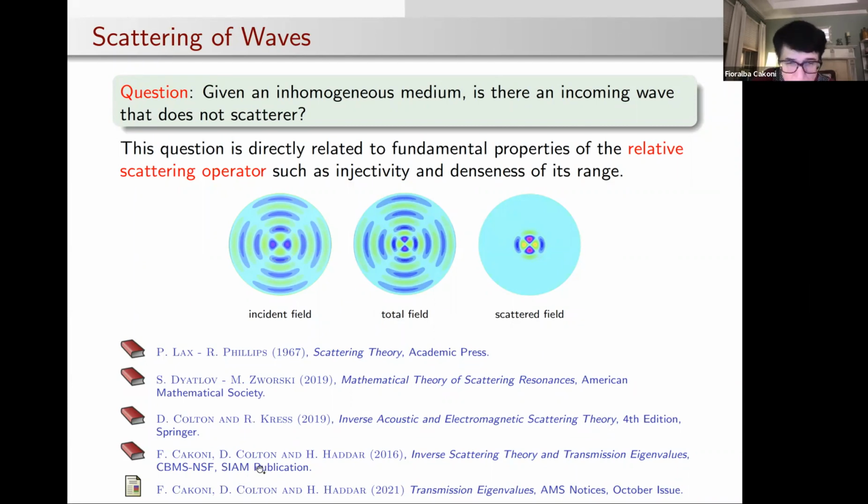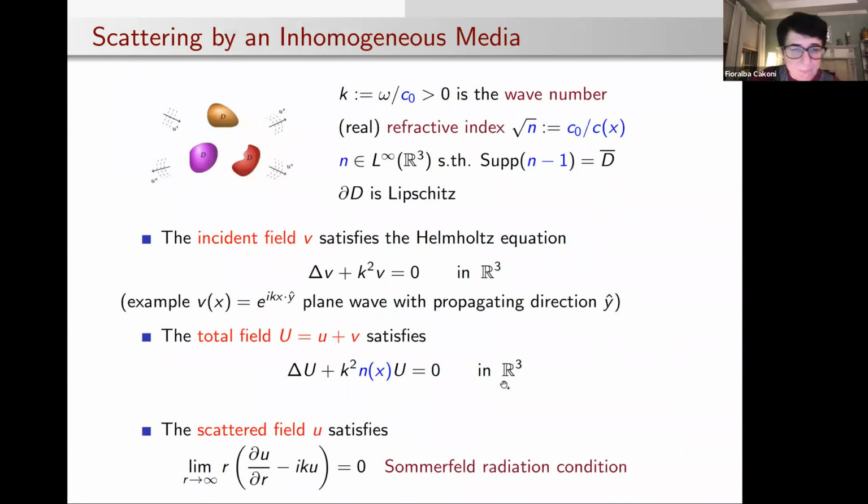And even closer to what I'm going to discuss today is this CBMS SIAM publication, which is more like a research monograph that we wrote in connection with transmission eigenvalues and how they are used in imaging, so in inverse scattering. If there are graduate students in the audience, an introduction to this area is this AMS Notices article we wrote, a review on transmission eigenvalues that introduces, at the elementary level, the concept of transmission eigenvalues and non-scattering waves. Okay, so let me proceed.